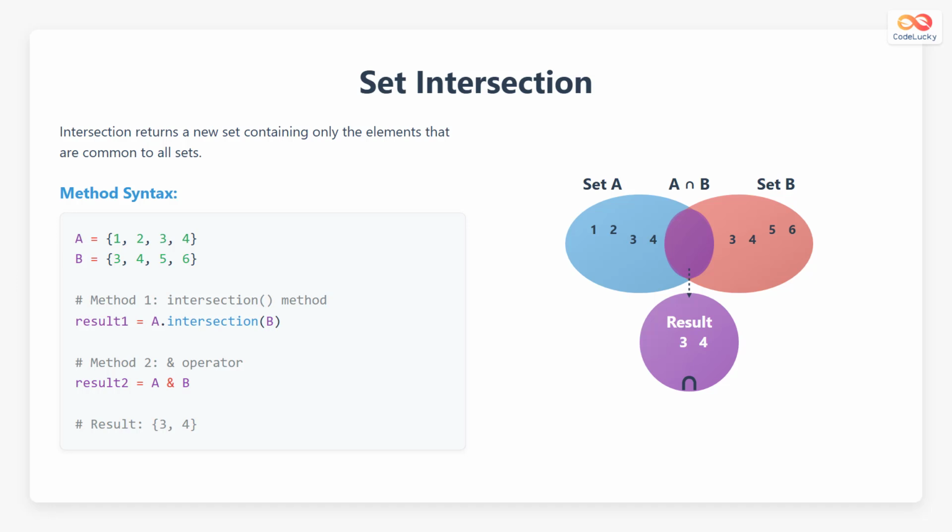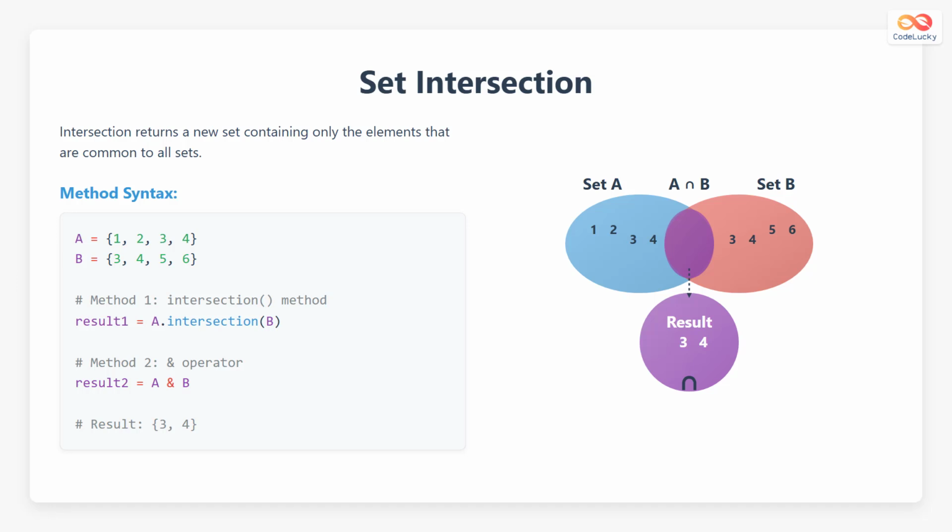The intersection of sets returns a new set that contains only the elements that are common to all the given sets. You can get the intersection in two ways. The first method is to use the intersection function. Given two sets A and B, you can call the intersection function from A, passing in B as an argument, and it will return a set containing all common elements.